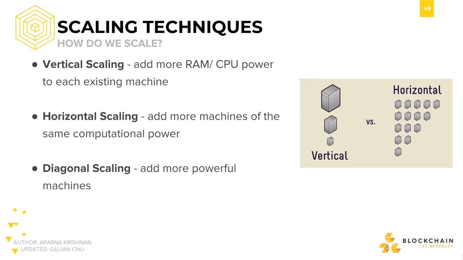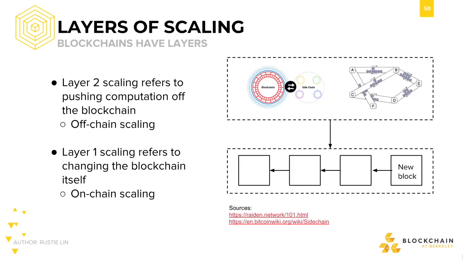And then diagonal scaling, which I just learned about, which is adding more powerful machines. So I guess in both directions. All right, and we also talked about how there's two different layers. Layer one would be just changing the protocol itself, such as adding more block size or more transactions per second, or making the block times faster. And then layer two would be something off-chain, so pushing things off the chain, such as side chains, such as payment channels, things like that.